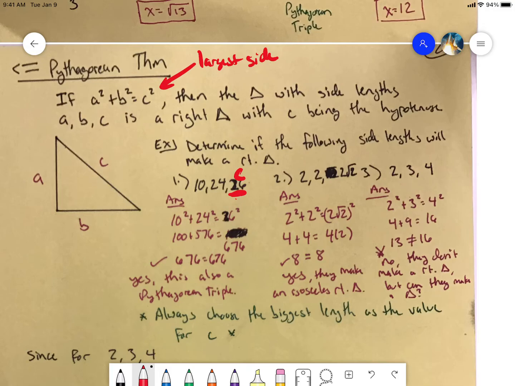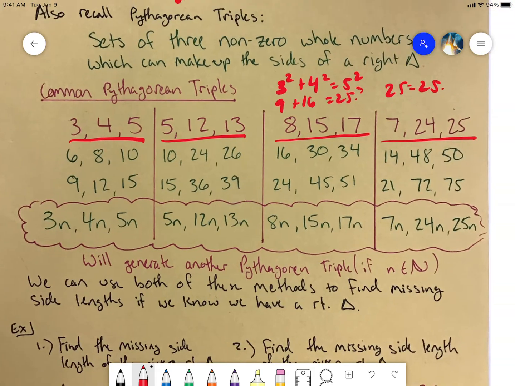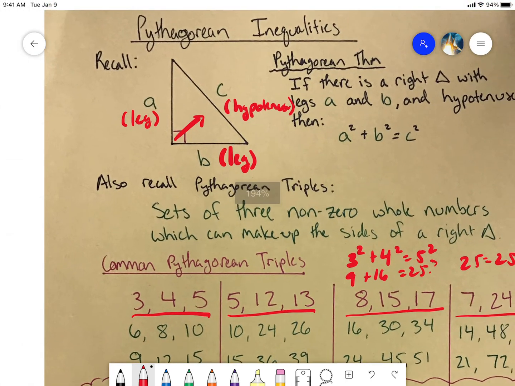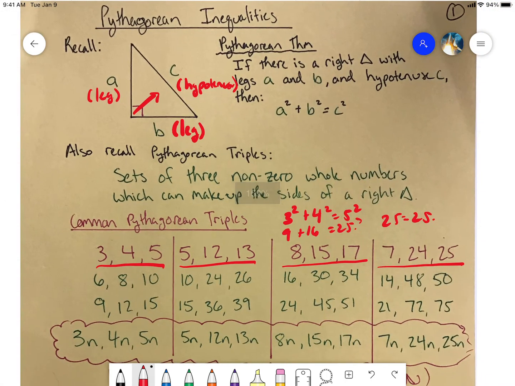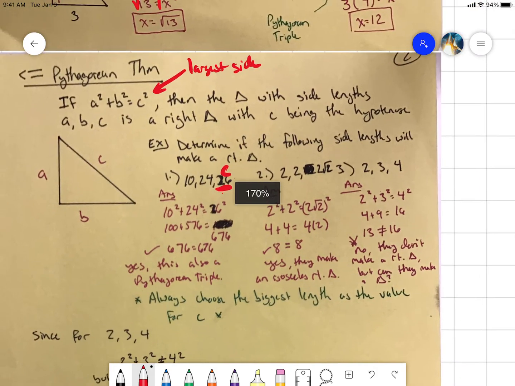Okay. So yes, this does make up a right triangle. What we also could have noticed is that, hey, you know what? Whoa, I don't know what just happened there. Hang on. There we go. That was weird. What we could have also noticed is that this is a Pythagorean triple. So 10, 24, and 26 make up a Pythagorean triple, so I know that this has got to be a right triangle.